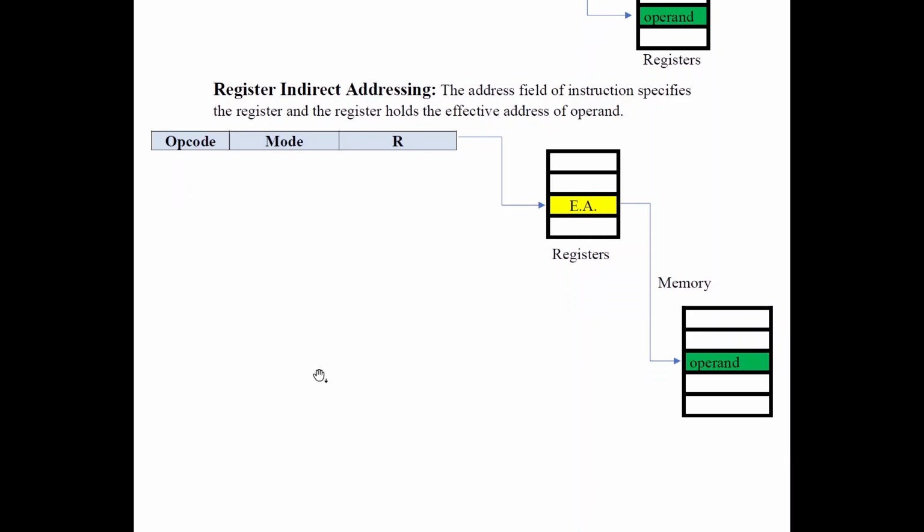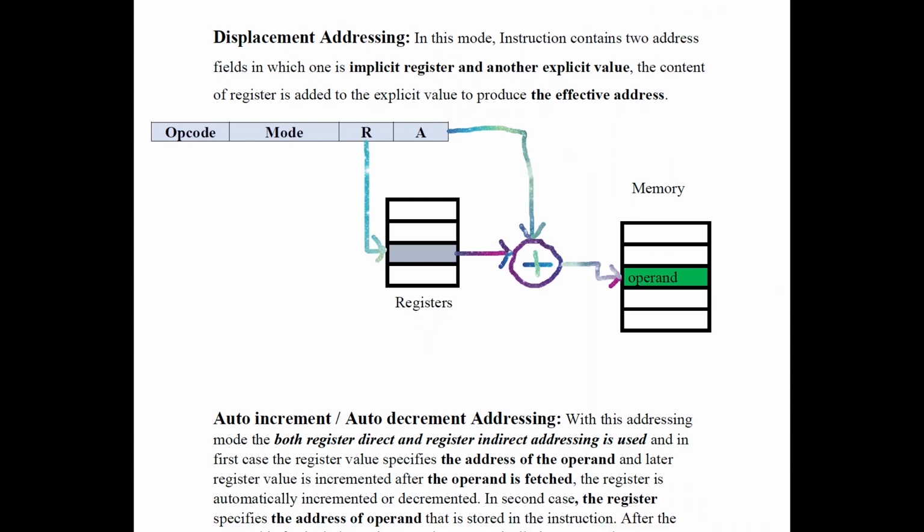The next type of addressing mode we have is displacement addressing mode. In this mode, instruction contains two address fields, in which one is an implicit register and another is an explicit value. Implicit means indirect and explicit means direct value. The content of a register is added to the explicit value to produce the effective address. From the diagram, we can understand clearly, this is the instruction.